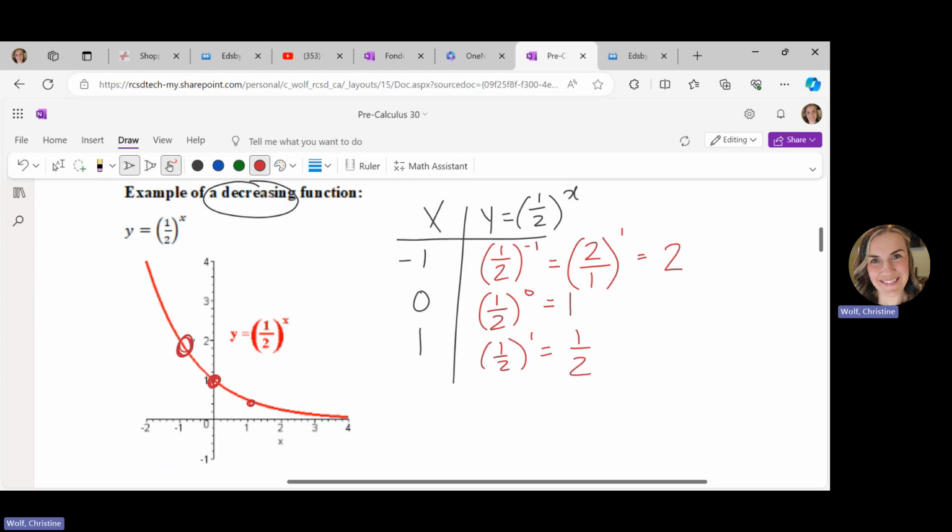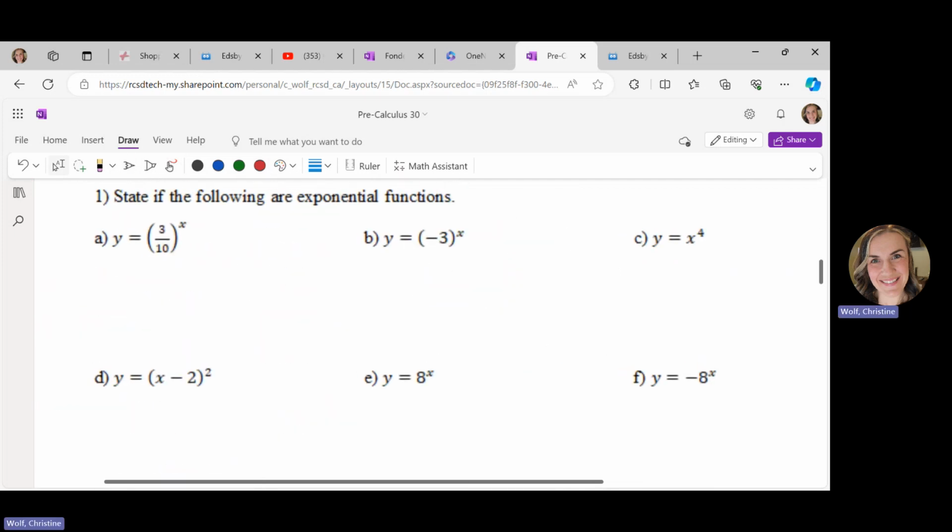And if you look at the pattern, your y's just get cut in half every time. In the previous one, they were multiplied by 2 every time, so of course we got bigger. Here, when we're decreasing, we're cutting them in half every time. So we get smaller or lower. Okay.